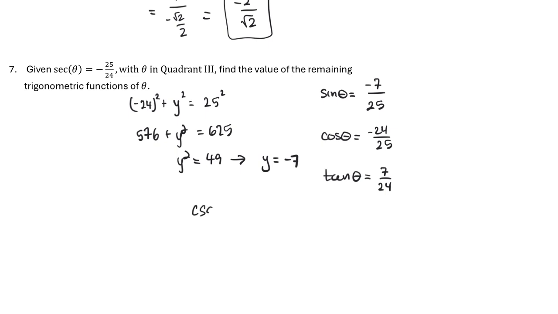And then the cosecant is the reciprocal of the sine function, so it's negative 25 sevenths. We already had the secant, but I'll write it anyways. The secant is negative 25 fourths, 25 24ths rather. And cotangent is the reciprocal of tangent, which is 24 sevenths.